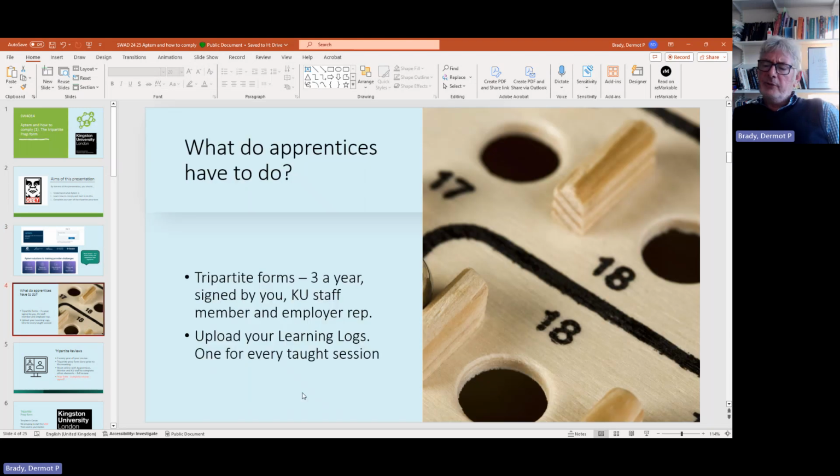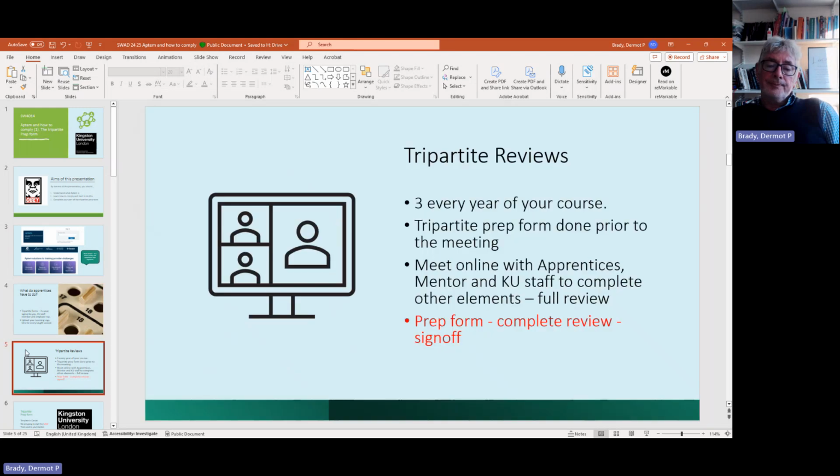So what do you have to do as an apprentice in terms of AppTem? You have 3 of these tripartite reviews a year to do. They'll be signed off by yourself, a KU staff member, and an employer rep. More about that later. And you have to upload your learning logs. That tracks essentially the hours that you were completing while you were on the course.